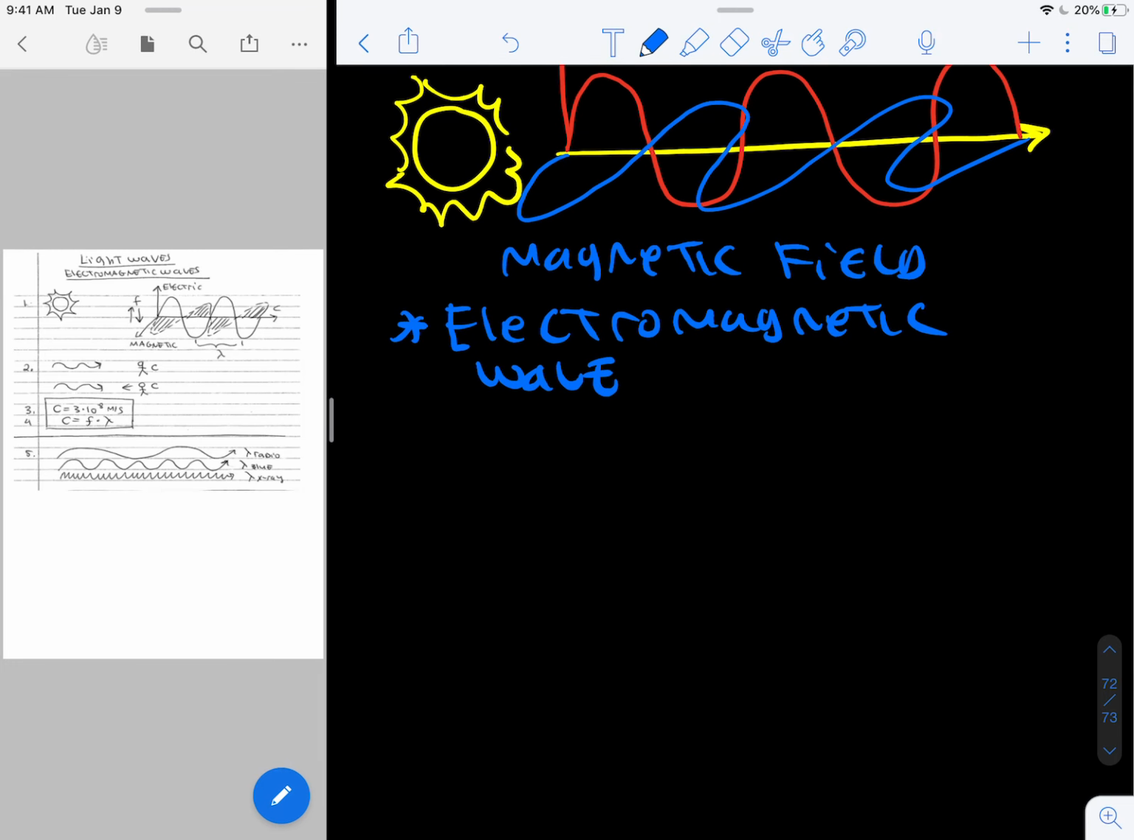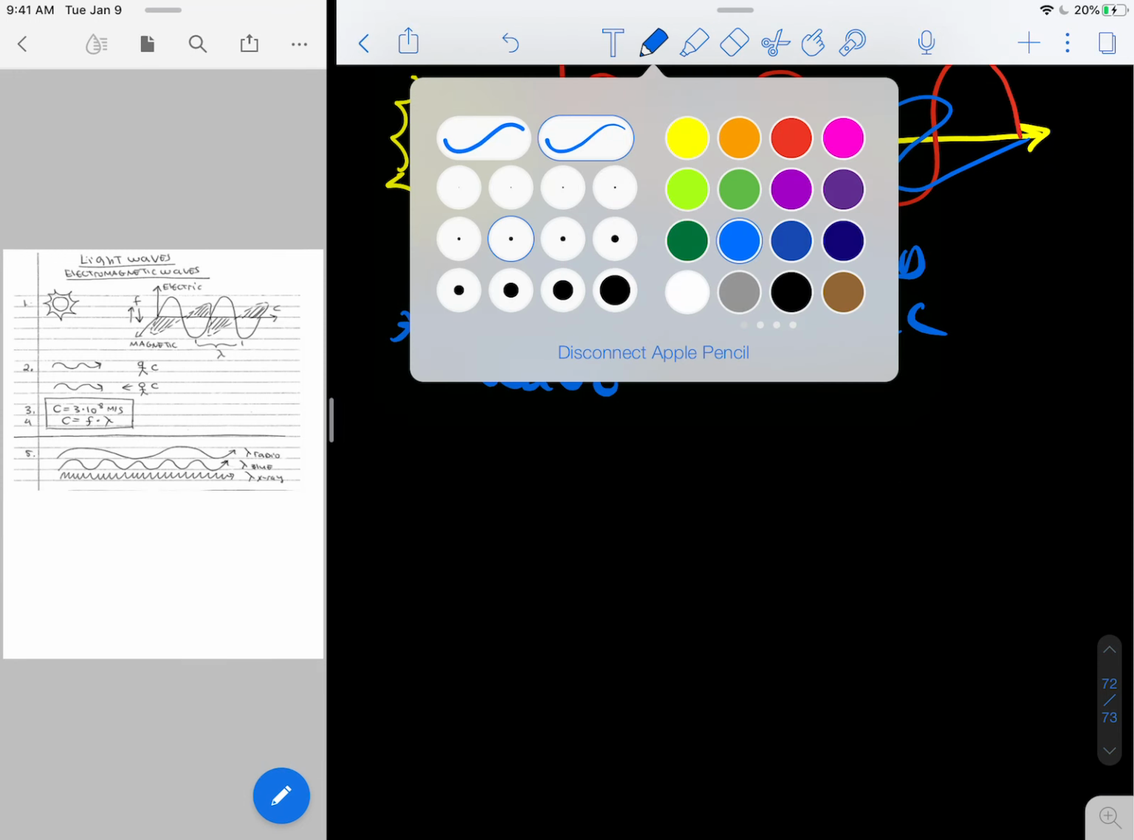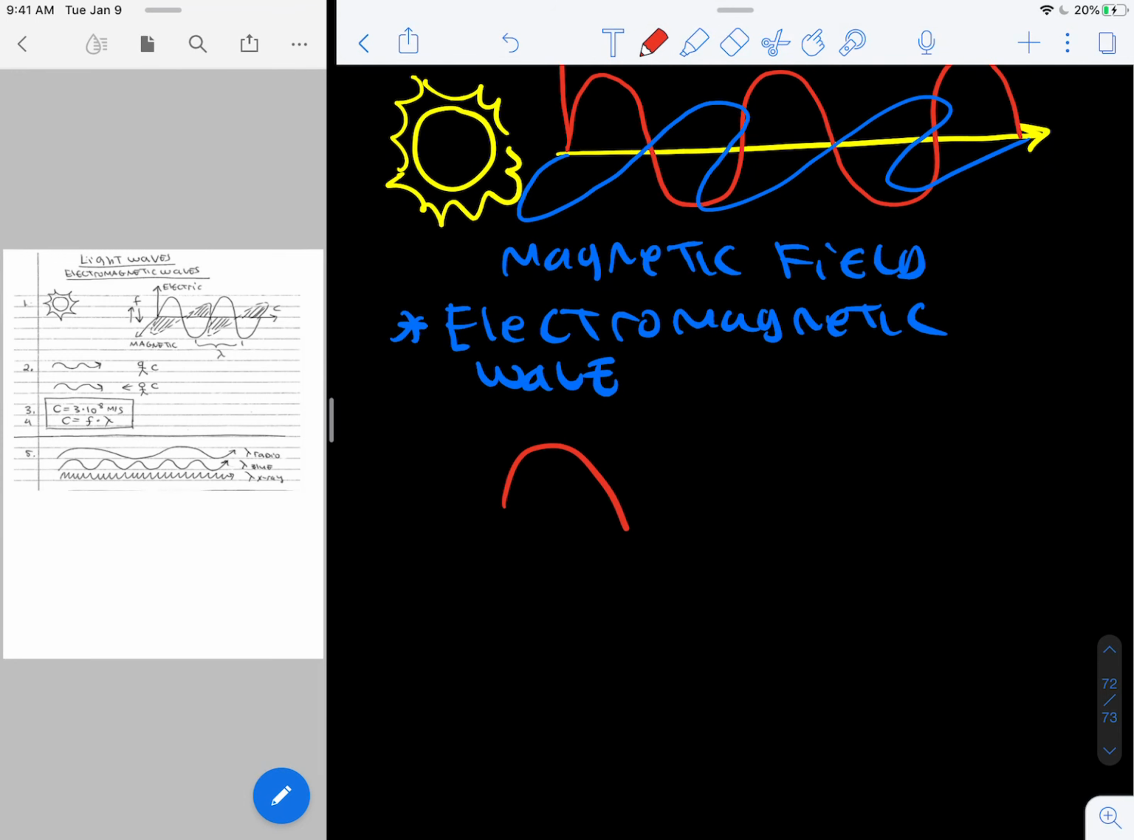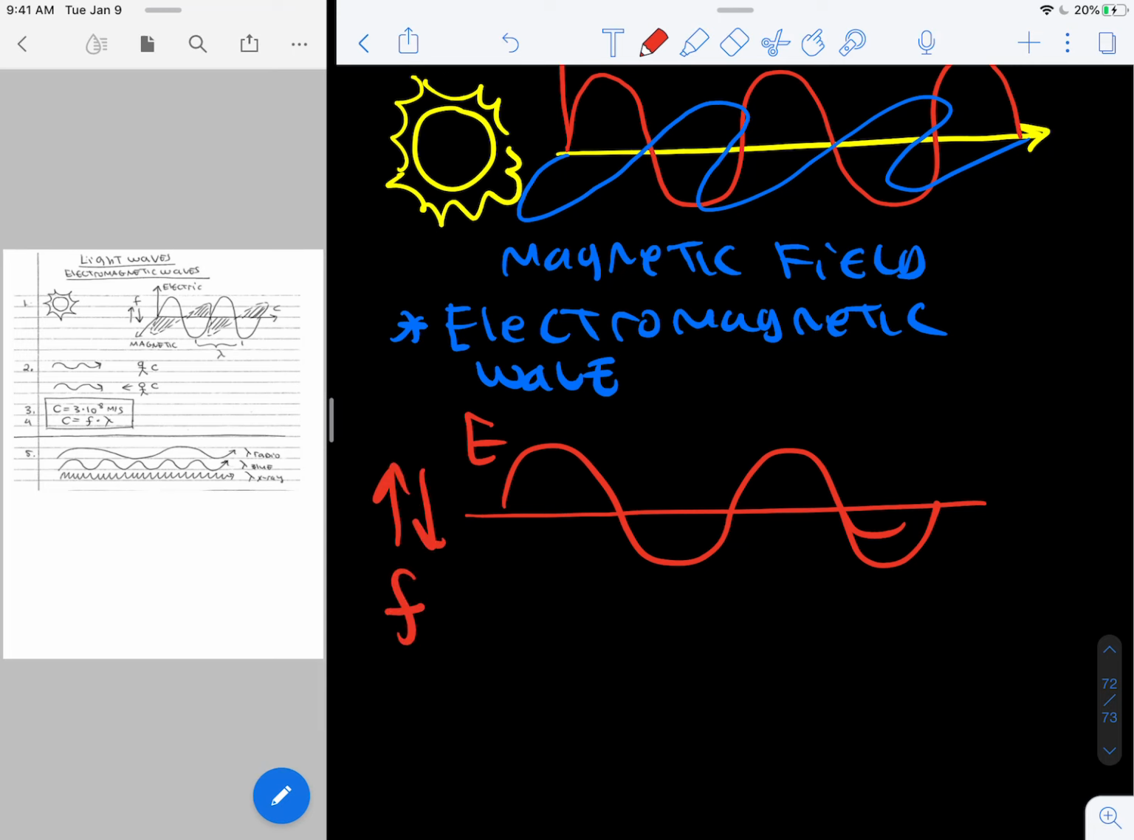But you still have the same components. You have the electric field and the magnetic field. They both vibrate with the same frequency. So I'm just going to show the electric field just to make it simple. So this electric field vibrating up and down. It's going to vibrate up and down with a specific frequency. And it's also going to have a specific wavelength. And remember, wavelength is just going to be the distance from the top of one wave to the top of another wave. So this is going to be the wavelength of light here.